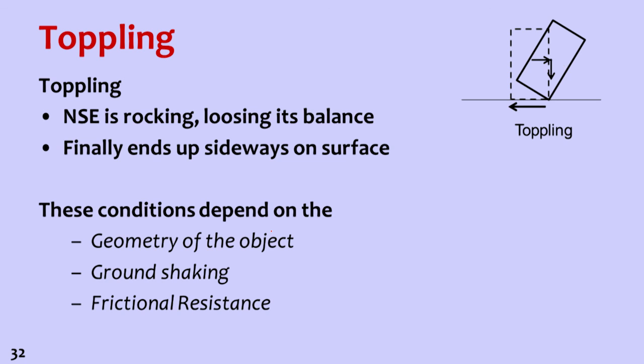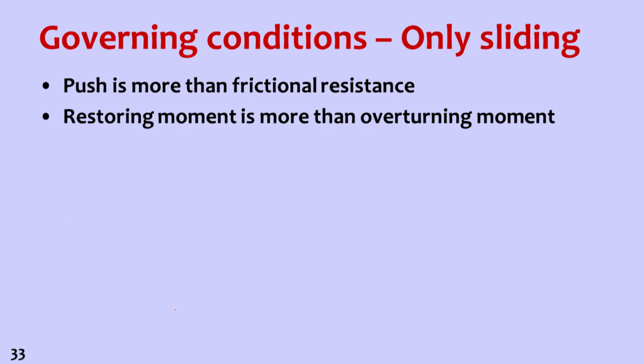These conditions depend on the geometry of the object, ground shaking, and frictional resistance. So the governing conditions for only sliding: first, the push is more than the frictional resistance, and second, the restoring moment is more than the overturning moment. Let me discuss this one.